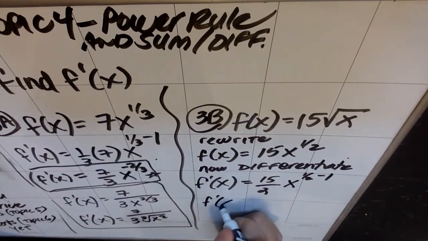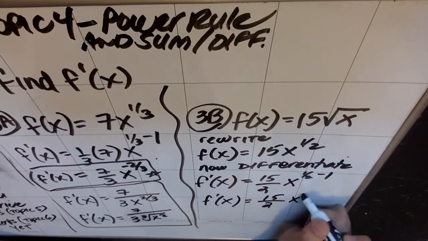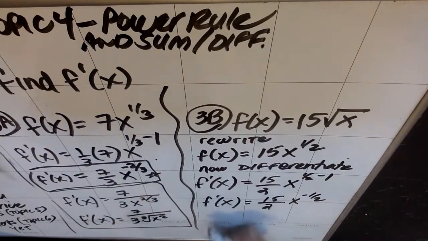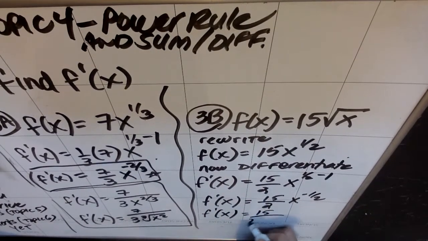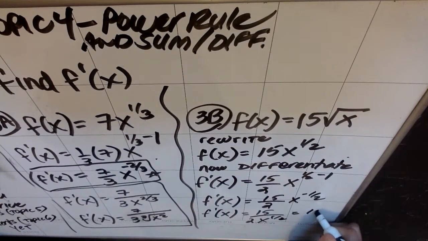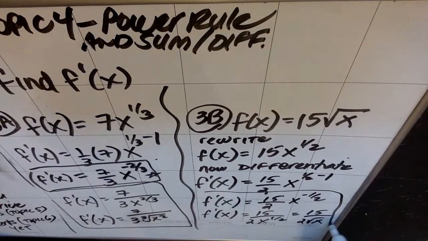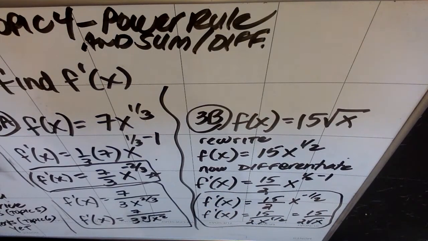So my answer is going to be f prime of x equals 15 over 2 x to the negative 1/2. That answer's fine. Or you could put that on the bottom because of that negative exponent, so 15 over 2 times x to the 1/2. Or you could make the x to the 1/2 into a square root. 15 over 2 root x would also be fine. So any of those options would be fine. They're all equivalent.